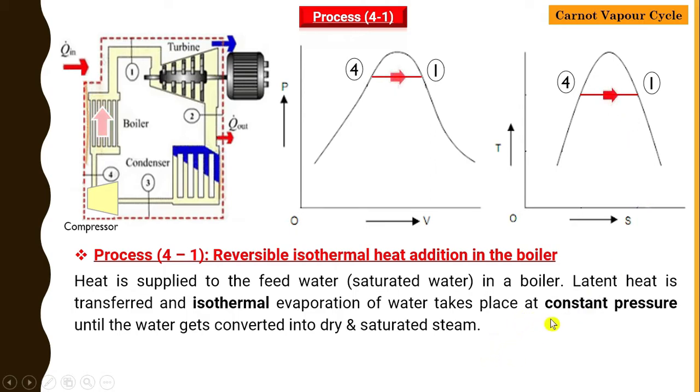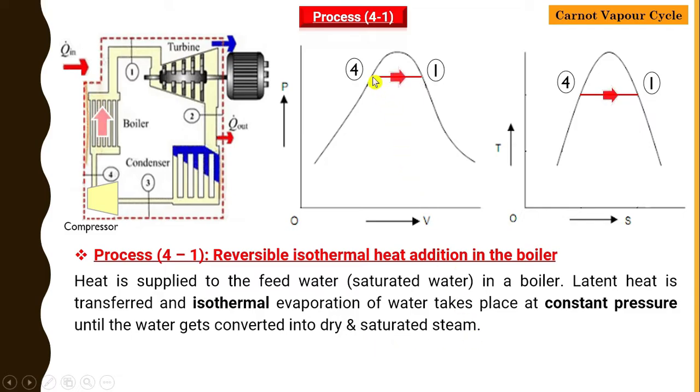It will take place at constant pressure. So here we can see on the pressure and volume diagram, the horizontal line shows the constant pressure line. So this process is considered ideally a constant pressure process. The process will take place until water gets converted into dry and saturated state.